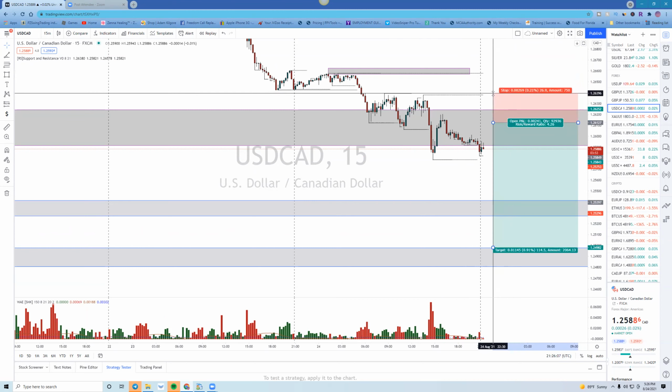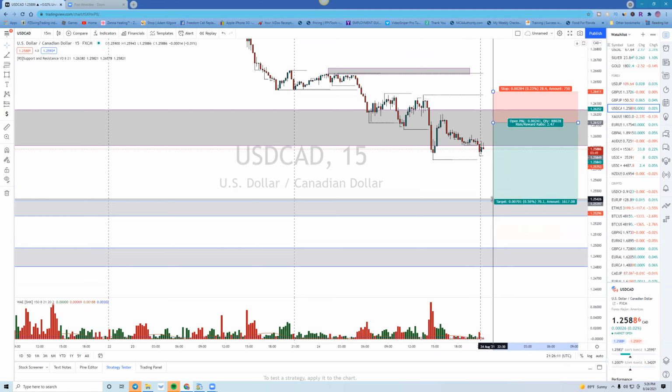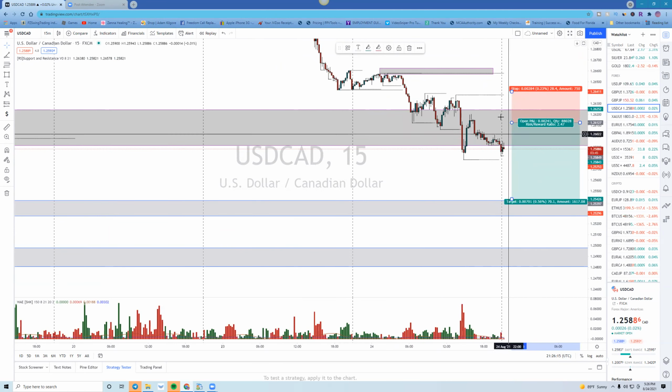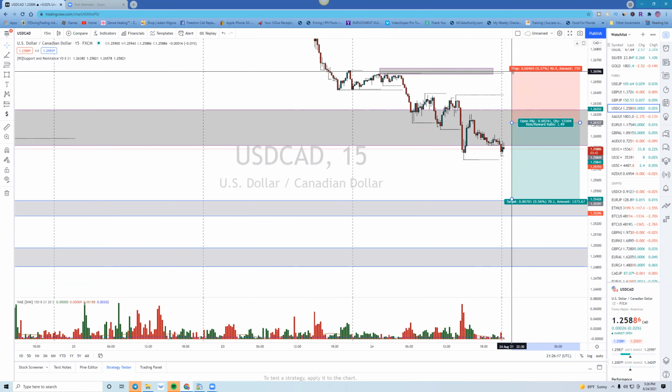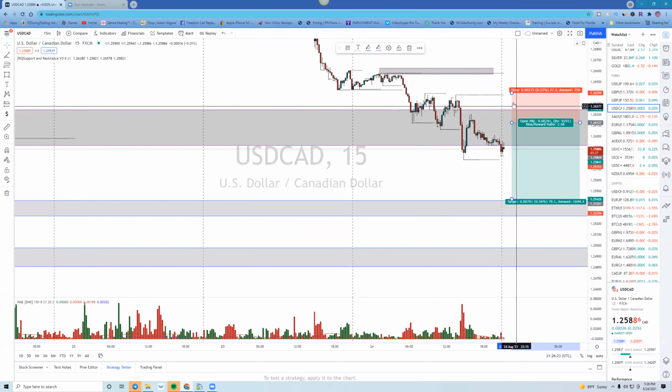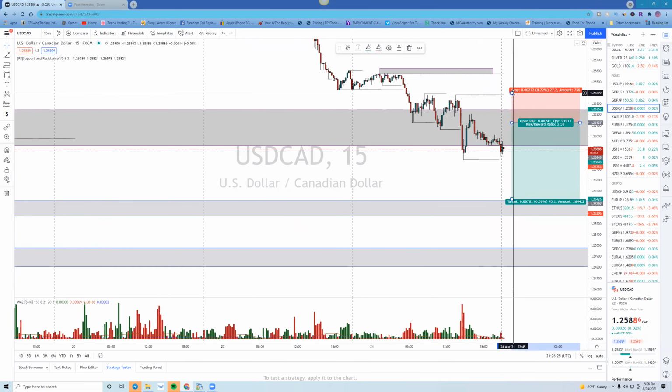I would probably have to lower my stop loss, and I'll lower my lot size if I was trying to catch this. Because the only reason why I would do that is because I can't get this area here. But if I think it's going to drop still, I would just lower my lot size to make sure that I'm able to catch this trade. And if it does pull back, it's not a significant loss for me.